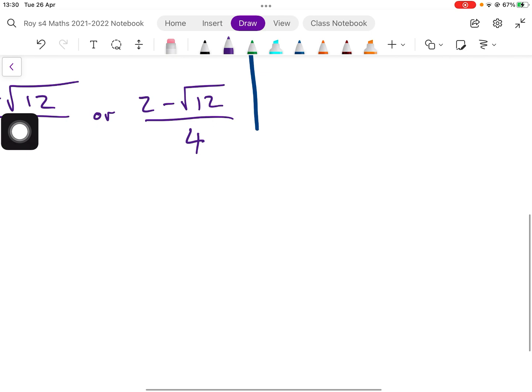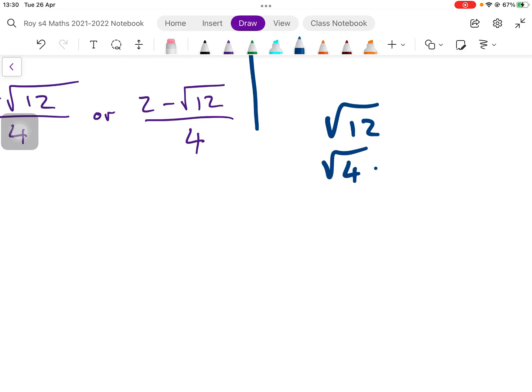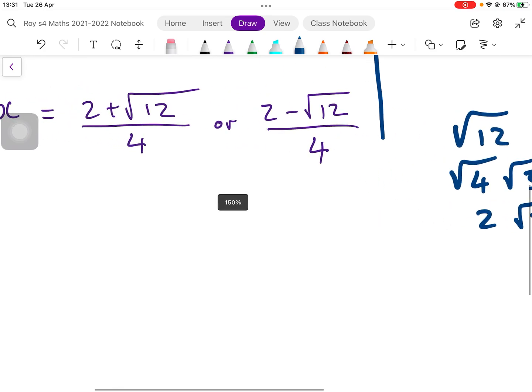So again, I'm just going to go to the side. It's useful to do that. So let's take the root of 12 and think, how can it be written? 1 times 12, 2 times 6, 4 times 3. So 4 is a square number, so that's perfect. So it's root 4 root 3, which is 2 root 3. So I can simplify root 12.